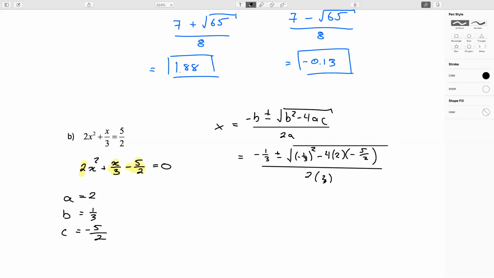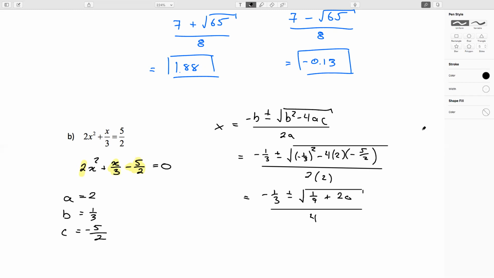So let's clean this up a little bit. Let's sort out our radicand. So this equals negative 1/3 plus or minus the square root of 1 over 3, all squared is 1 over 9. And then minus times minus is plus 20 all over 4.